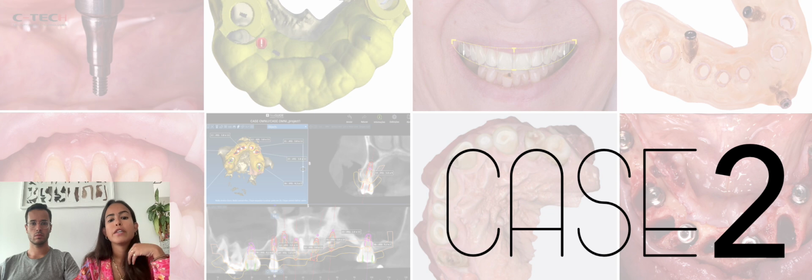Okay, so now let's proceed to case number 2. The second case we'll present is also a full mouth case in which we did a combination of crowns over implants, crowns over teeth, some direct composite restoration, and also a complete fixed prosthesis over OMNI in the upper arch.